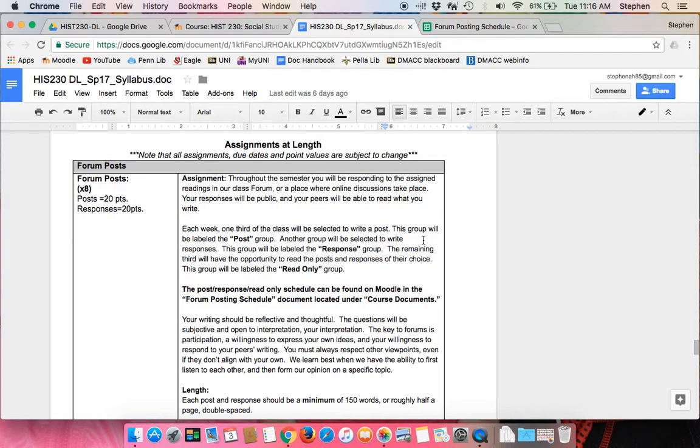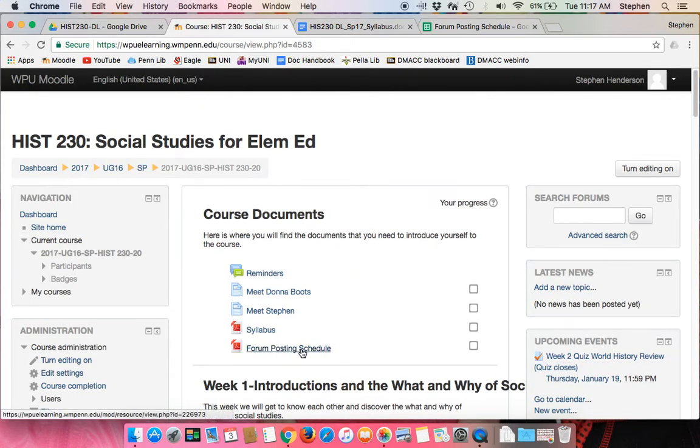But starting with forum post two, some of us will post, some of us will respond, some of us will do neither, just simply read some discussions. That information on when it is your turn to either answer the question or reply to somebody or to just simply read the conversations can be found in our class under the forum post schedule.